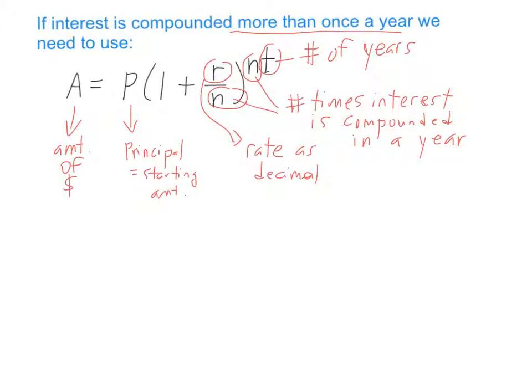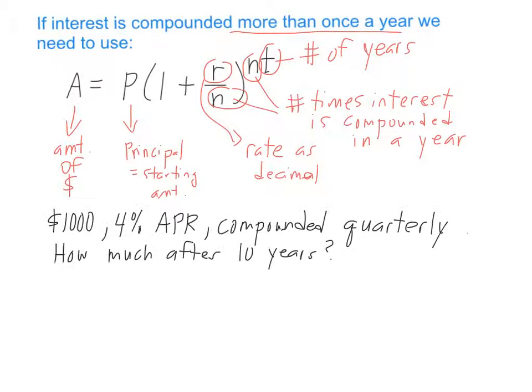All right, let's look at an example. We're going to keep the same numbers from the previous example. We're talking about $1,000 that's invested. There's a 4% annual percentage rate, so APR, for annual percentage rate. But we're told that it's compounded quarterly, so the interest is going to be applied every quarter. We want to know how much we have after 10 years.